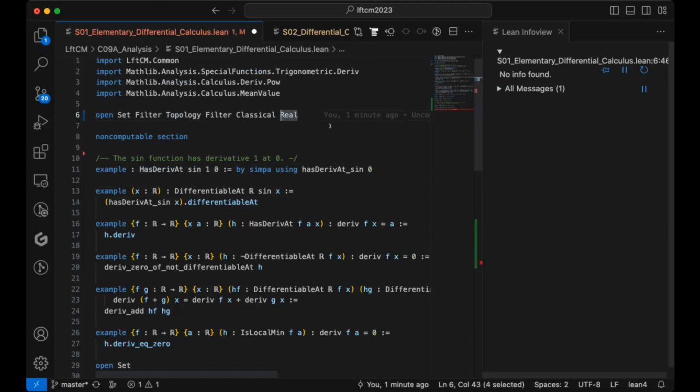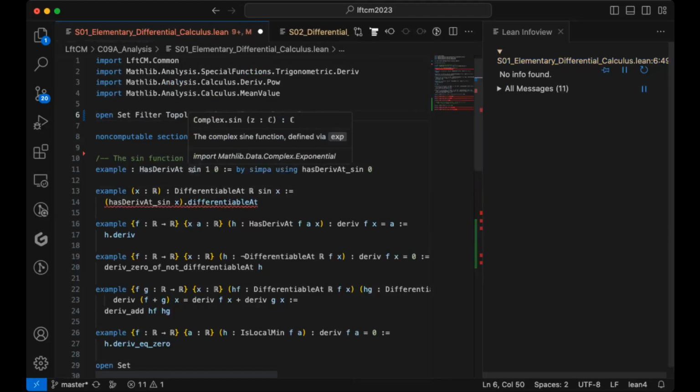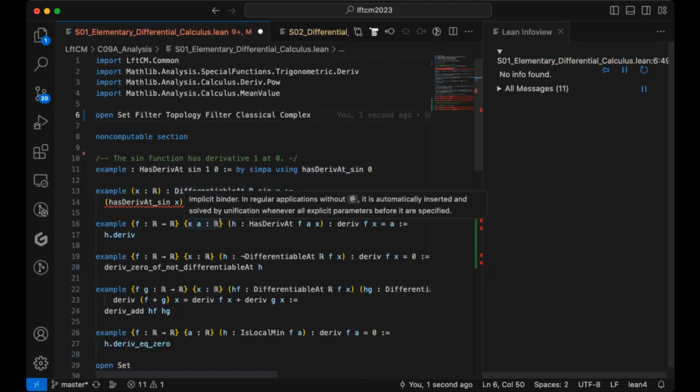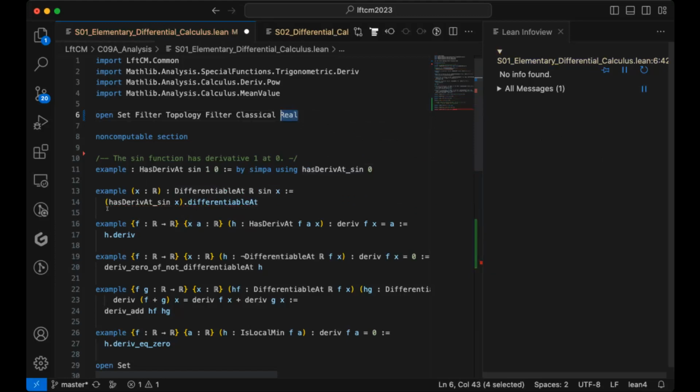I think if I said open Complex, now if I hover here, this is Complex.sin. And indeed, we're now using a different lemma. Now we're using the fact that the derivative of the complex sine at the complex number 1 is the complex number 0. But conveniently, somebody has named those two lemmas Real.hasDerivAt_sin and Complex.hasDerivAt_sin, so I don't even notice that I'm invoking a separate lemma when I change the namespace like that. But then something else does break, because it explicitly invokes R. So I'm going to go back to Real.